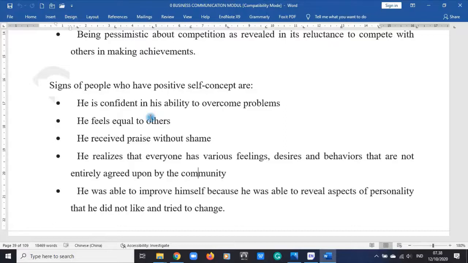The next part is he was able to improve himself because he is able to reveal aspects of personality that he did not like and try to change. Well, I believe all of you must have positive sides and negative sides. We must understand what our strength is and also our weakness. If we know our strength, then we need to do more to make our strength stronger.